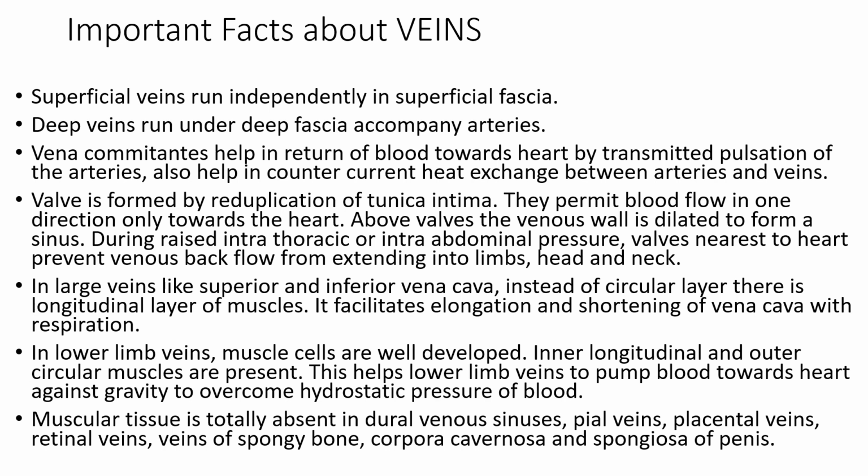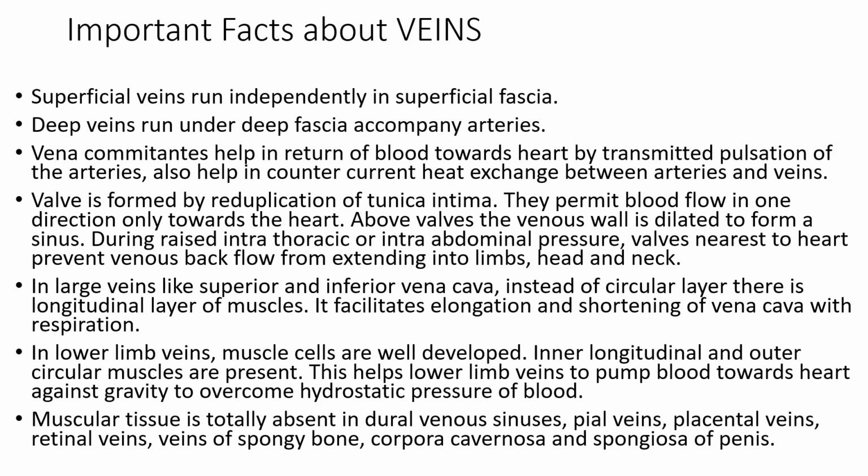Then the veins, particularly of the lower limb, show valves in them. Valve is formed by reduplication of tunica intima. They permit blood flow in only one direction, that is towards the heart. Above the valves, the venous wall is dilated to form a sinus, and during raised intrathoracic or intra-abdominal pressure, valves nearest to the heart prevent venous backflow from extending into the limbs, head and neck.